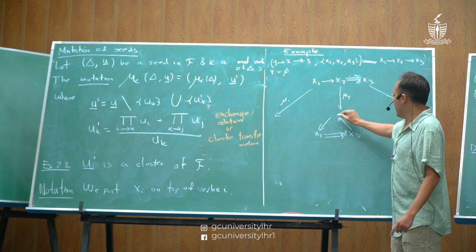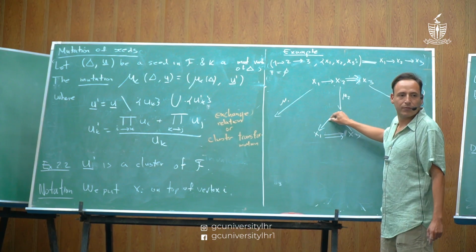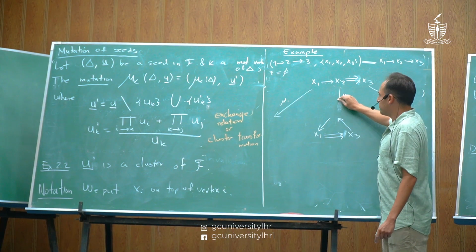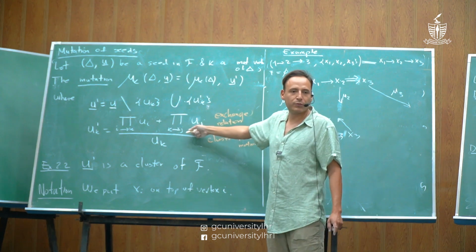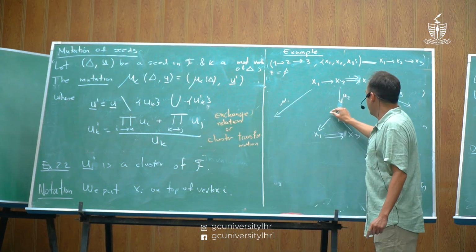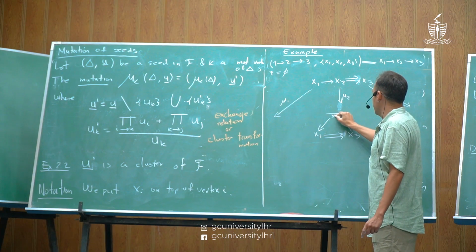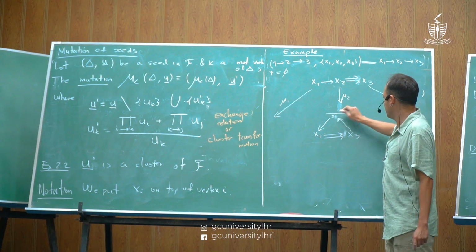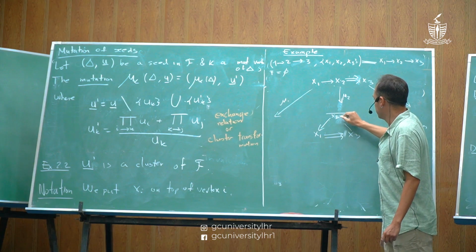Okay? So then I have to put something here. What do I put? Well, I just follow this prescription. So I'm exchanging x2. So x2 is going to be in the denominator. This is an x2.